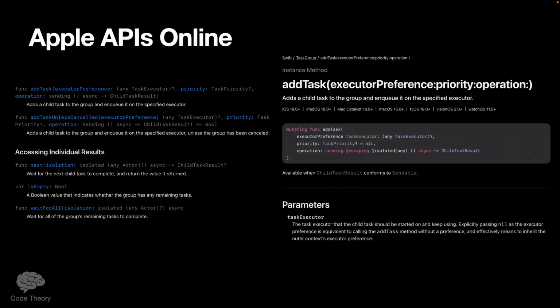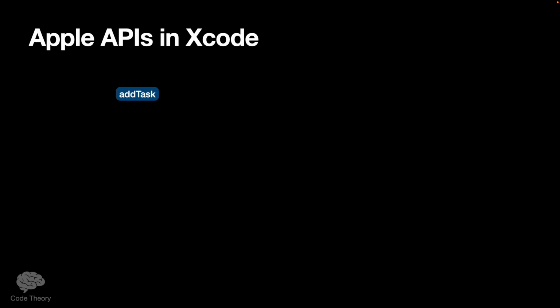You can also look at it when you click on Add Task, you can get more details, right? A well-documented API has a lot of details. It has a lot of information for you, right? Here we can see, oh, cool, here's the function definition in Swift. Here's this available when child task result conforms to sendable. Here's descriptions of the parameters. Here's all the versions that it works on and exists on, right? All that stuff, okay? So this is kind of what APIs look like when documented well. It tells you everything you need to know about how you can use this code for yourself.